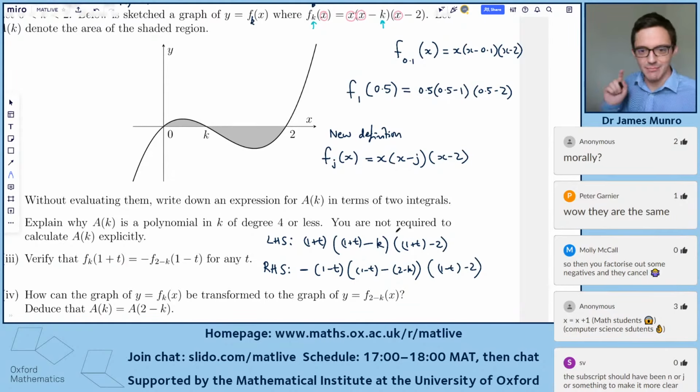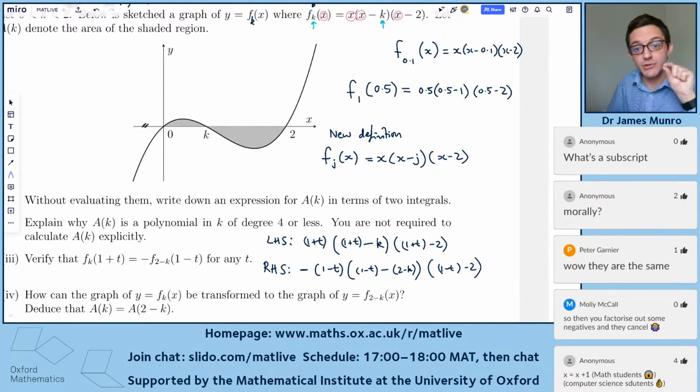I've been called out for saying morally again, and I've been called out for saying subscript. Okay, so subscript means the small letters that's kind of under, that lower down. When you've got things in chemistry or something, so in chemistry if you've got this thing up here is called superscript. Oh, spelling.